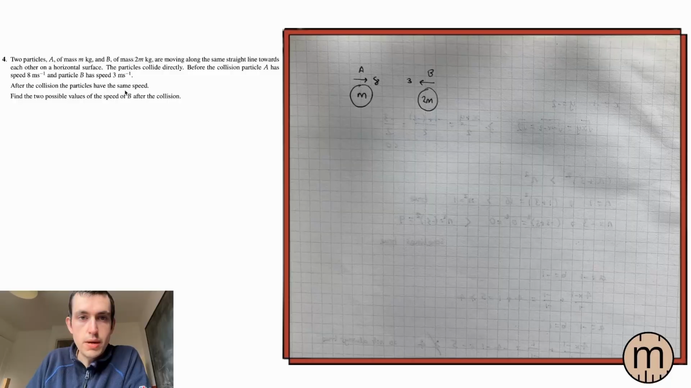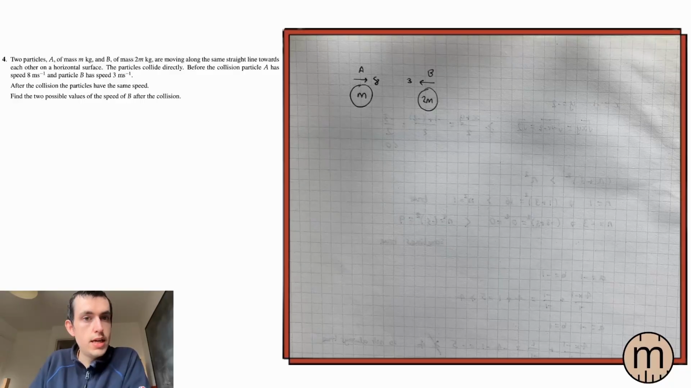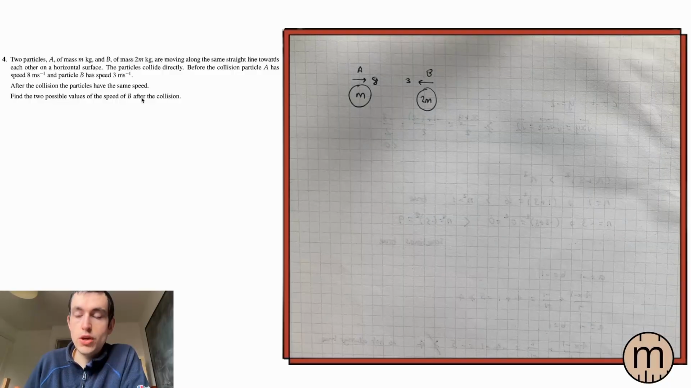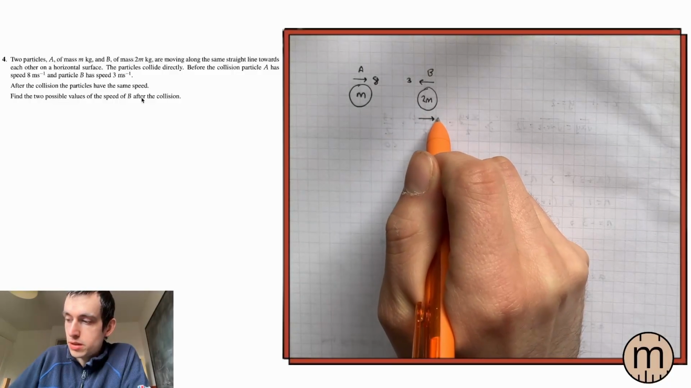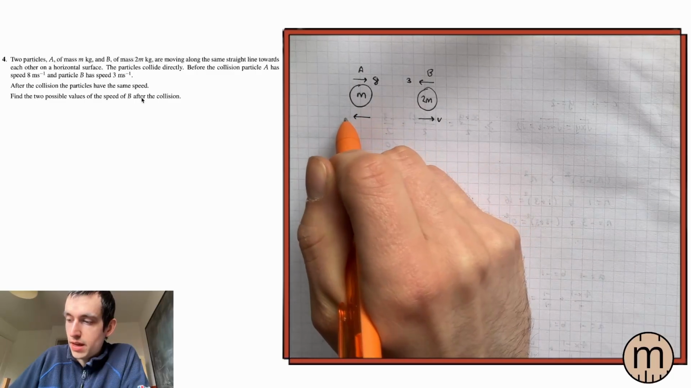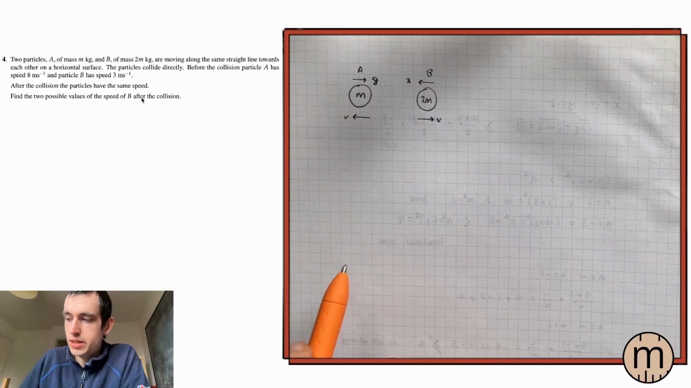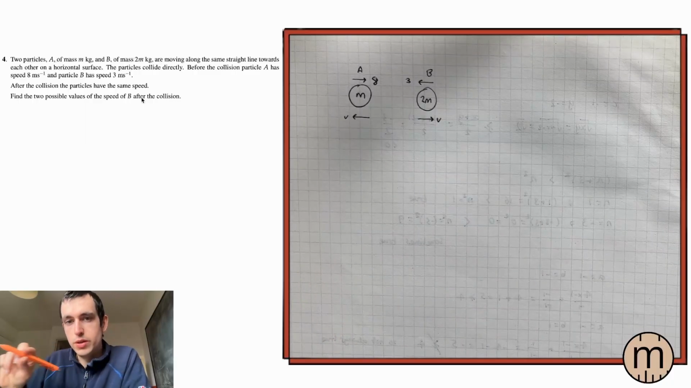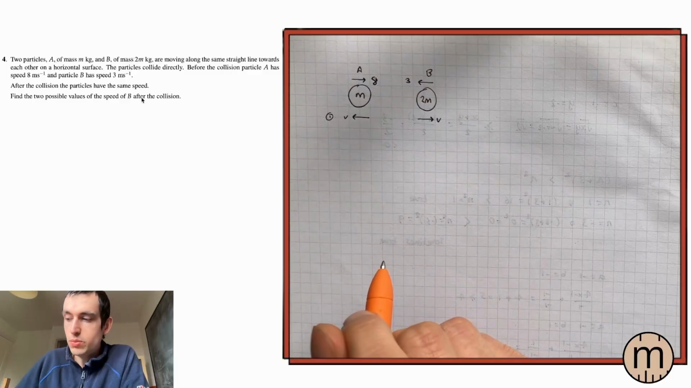After the collision, the particles have the same speed. Does it say which direction it's going in? No. In the next part, it also says find the 2 possible values of the speed. So we need to think about 2 directions. So one possible situation is the 2 particles could be travelling at speed v, but opposite from each other. So not together, but opposite each other. So one going towards the left, one going towards the right, but with the same speed. We'll call that case 1.